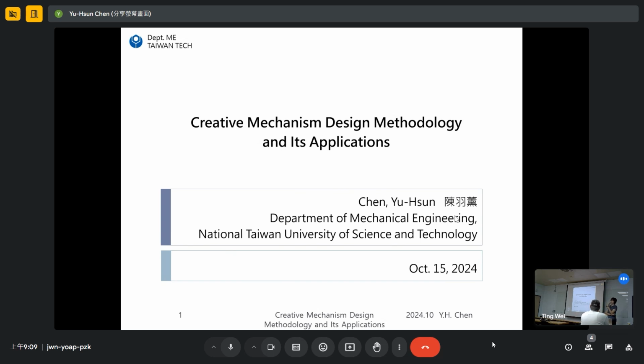Today our topic is creative mechanism design methodology and its application. Basically, we talk about a methodology, a method to help us generate the mechanism structure. I know the most charming word is creative, but I would like to start with the word mechanism. Before we start this lecture, I would like to define what kind of mechanism we talk about here.